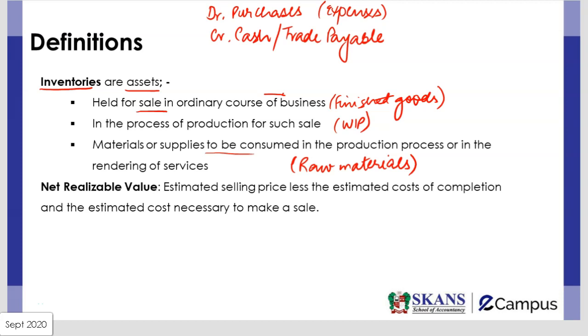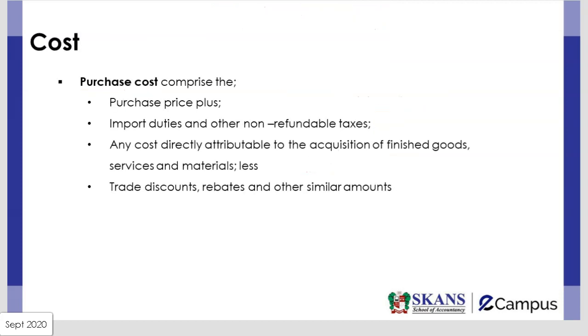The first thing you need to understand is that when we talk about inventories, we're talking about all the items, whether they are in the form of raw materials, work in progress, or finished goods, that are still unsold at the year end, but the ultimate intention of buying them was to sell them in the ordinary course of business. The definition of net realizable value is here. I'm going to come back to it later on.